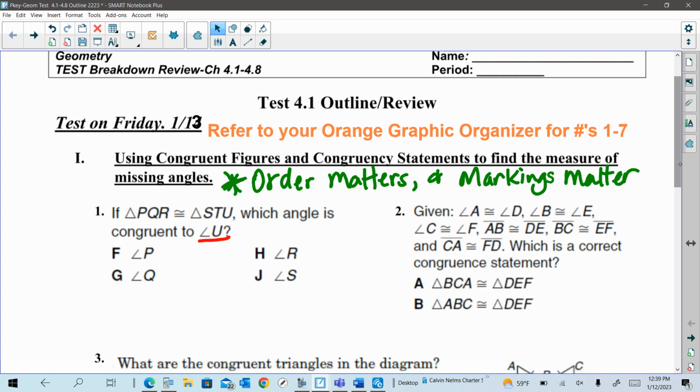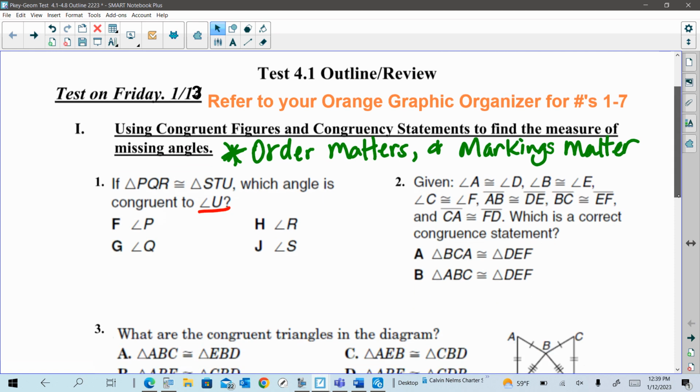So the first section, 1 through 7, goes with the orange graphic organizer. That's the very first thing that we did in the unit, where you have to remember order matters and the markings matter. So if I'm going to find congruent to U, if I look right here, use the last letter, it matches up with the other last letter in the other triangle's name. So does everyone see how this answer is R? And we're done. There's no math. You're just reading the congruency statement.